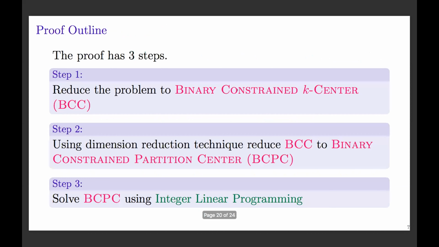Yeah. Okay. So the proof outline has 3 steps. One is I reduce my problem, that is matrix factorization, to something like a k-center problem, and then using a dimension reduction technique, a different version of the k-center problem that is called binary constrained partition center. And then at the end, we use integer linear programming and randomized rounding technique to solve binary constrained partition center. So for the reduction from here to here, we need to use a dimension reduction technique, so we will have some loss there. And in step 3 we approximately solve using integer linear programming.